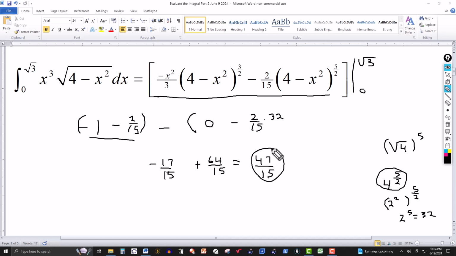Again, I'll link the video that solves the integration of this expression, and then of course you just finish it off by doing the limits of integration. So 47 over 15 is the value of the definite integral.